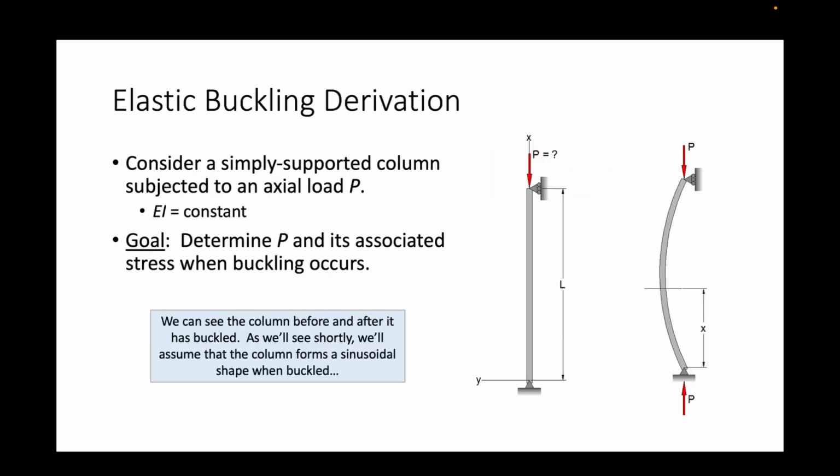Okay, so let's consider what I'll call a simply supported column. Okay, and by a simply supported column, I mean a column that is prevented at each end from translating, so it can't move left or right, but the ends are free to rotate. Okay. So both the top and the bottom can rotate, okay? And it is subjected to an axial load P, okay?